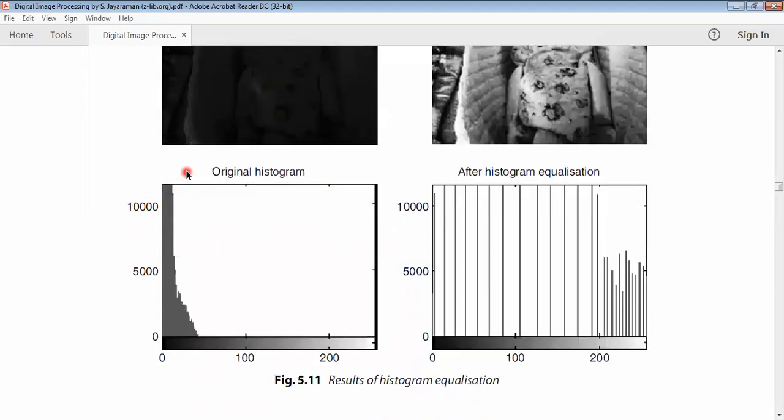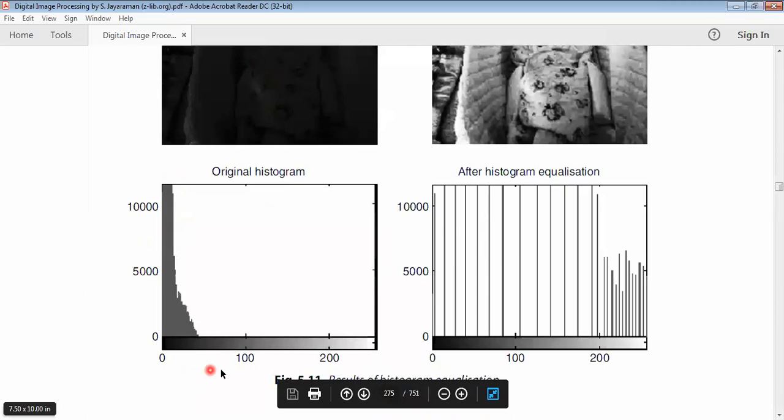So you see here 0, 100, 200, 255. This is your histogram. I told you before, histogram is nothing but the histogram of this image, the original image histogram. So on the x axis we are going to represent gray level values. We have our general image.